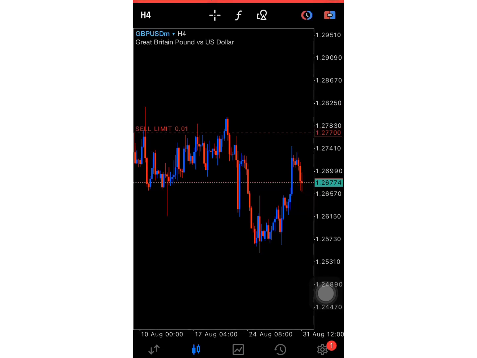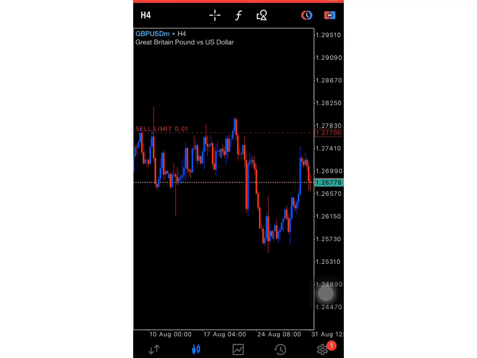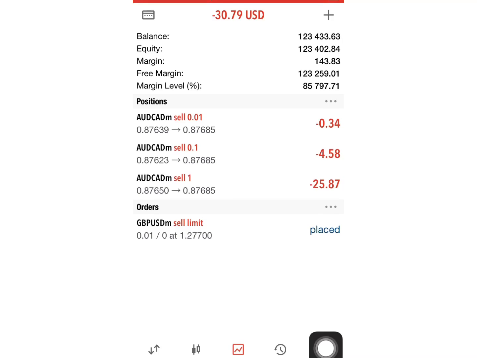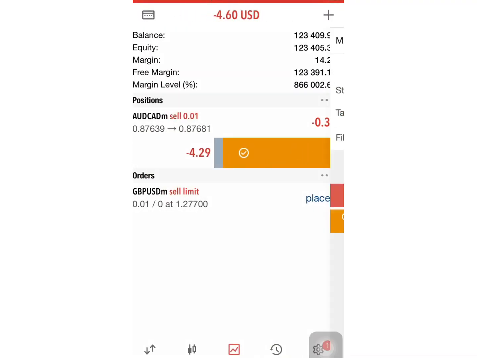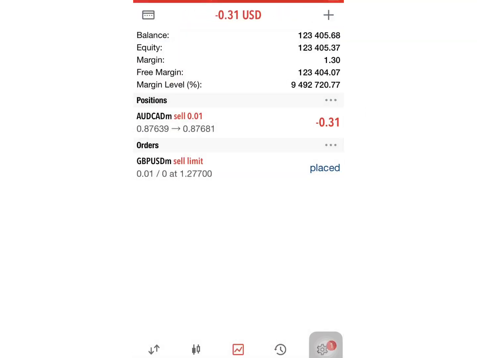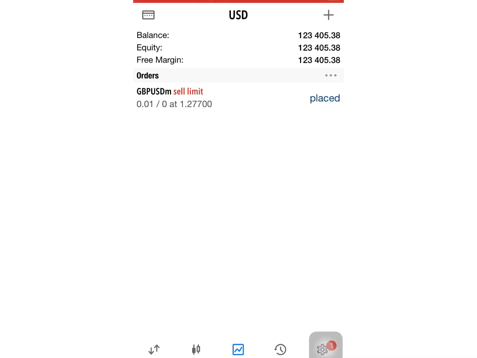What it means is that if the market gets to this point, the market will trigger this point. As you can see, this point here, the market gets to this point. It will not sell instantly. You see, this is place order. Let me cancel all this trade, it's actually a demo account I'm practicing, you know, to explain for you guys what I mean.